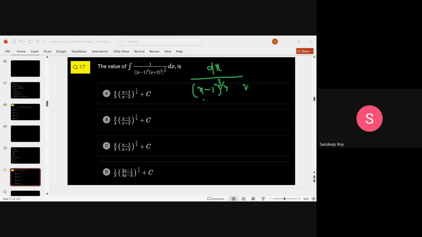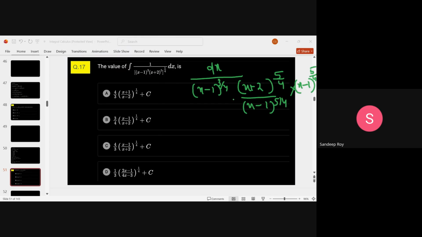And the second term will be what? (x plus 2) whole power 5 by 4. Okay, so that will be 5 by 4. Now you do one thing over here. You multiply and divide the whole expression by (x minus 1) whole power 5 by 4, you divide by this one, and also multiply by the same, (x minus 1) whole power 5 by 4. So that is the procedure. Why you are doing so, you'll get to know.